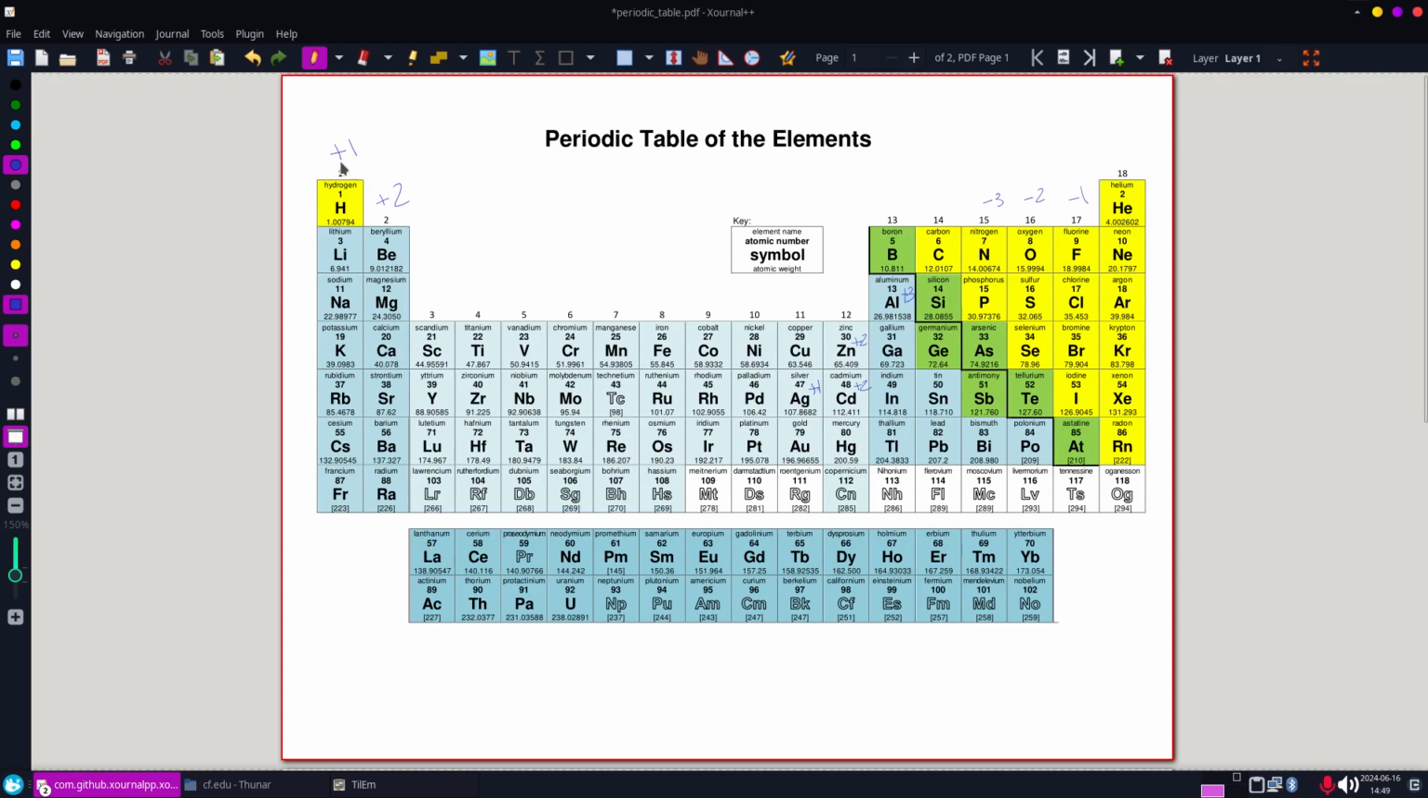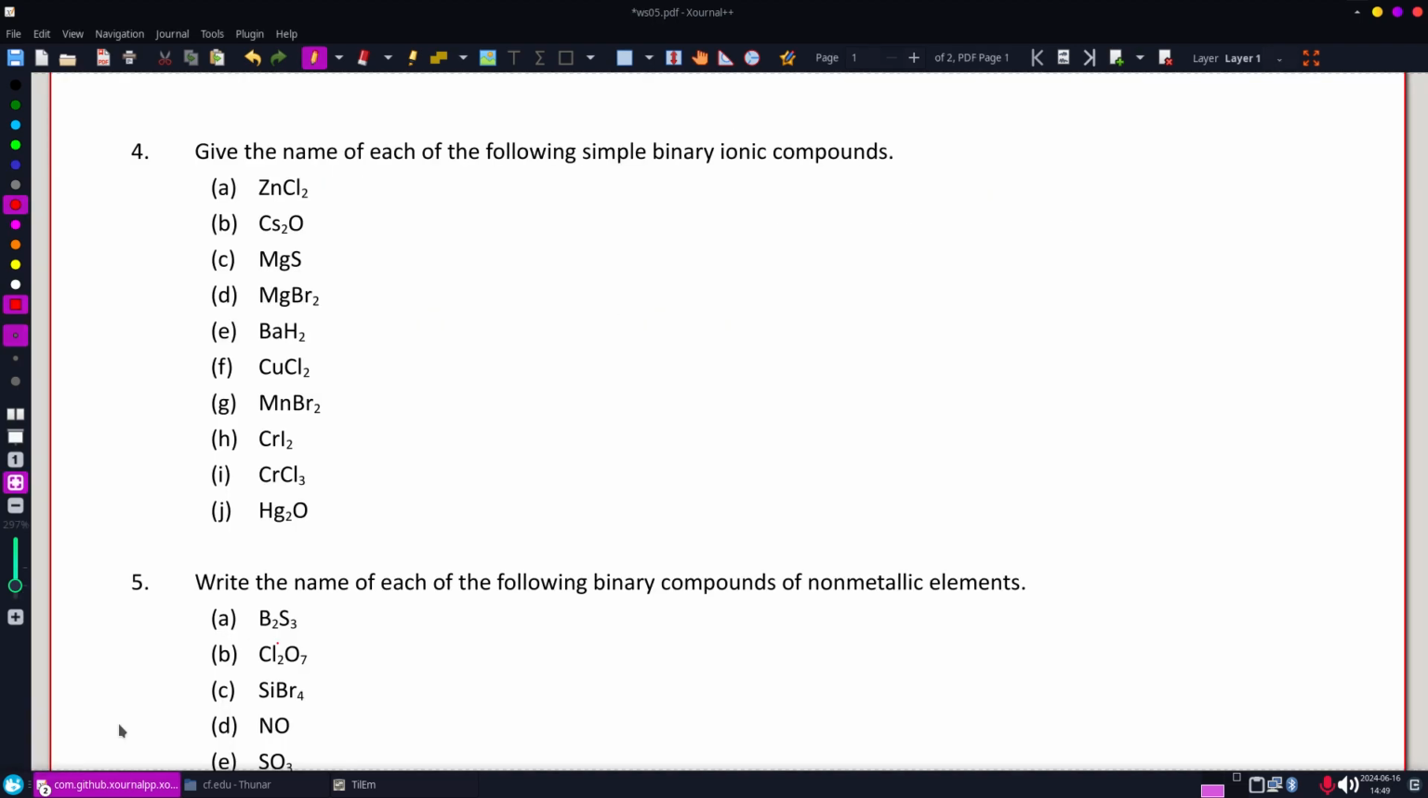I got my first two rows for fixed charge, always positive 1 for the first row, always positive 2 for the second. I have my nonmetals that are negative 3, negative 2, negative 1, and then I have my 4 fixed charged atoms. Aluminum, always positive 3. Zinc and cadmium are always positive 2, and silver is always a positive 1. All the rest will vary, and that might come up in this problem. Matter of fact, it will.